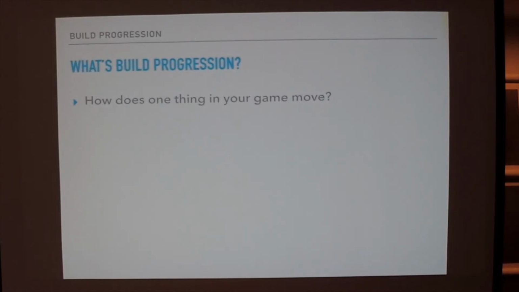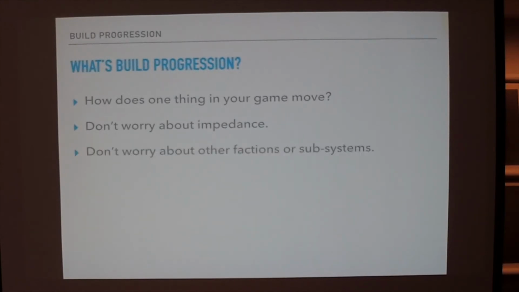The thing that you want to do here is you're going to worry about one thing, not everything. So you're not going to worry about impedance. Impedance being something like getting in the way, right? You're going to worry about what happens with player one. Forget about player two at this point. You're going to worry about faction A, forget about faction B. You're going to worry about how this mechanic plays out over time, not all of the other mechanics that are in the game. So don't worry about those other subsections or subsystems.